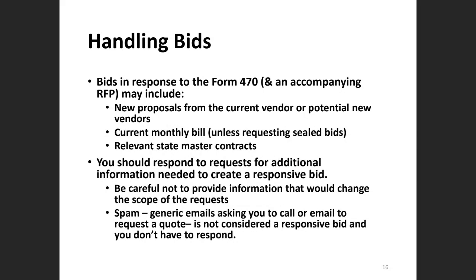You could also consider your current monthly bill as a bid, unless you're requesting sealed bids as required by the Kentucky Revised Statutes. You also have the option to consider relevant state master contracts. As an example, if you filed a Form 470 for internet access, you might get a bid from your current provider and one competitor. You could also look at the vendor or vendors on the state master contract. That's certainly a perfectly valid way to handle your bids.